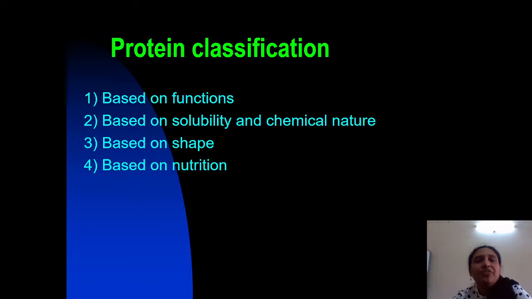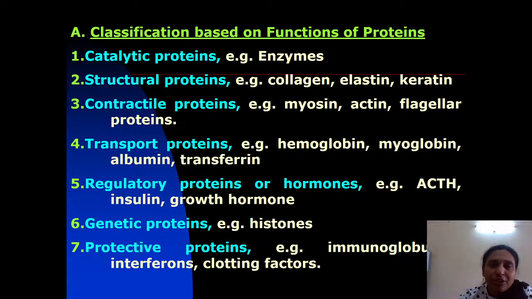So there are 4 different classifications of proteins. The first classification of proteins is based on function. The second one is based on solubility and chemical nature. Another type of classification is based on shape, and proteins are also classified based on nutrition. Okay, there are 4 types of classifications: based on the function it performs, based on the structure, based on its shape, and based on the nutrition.